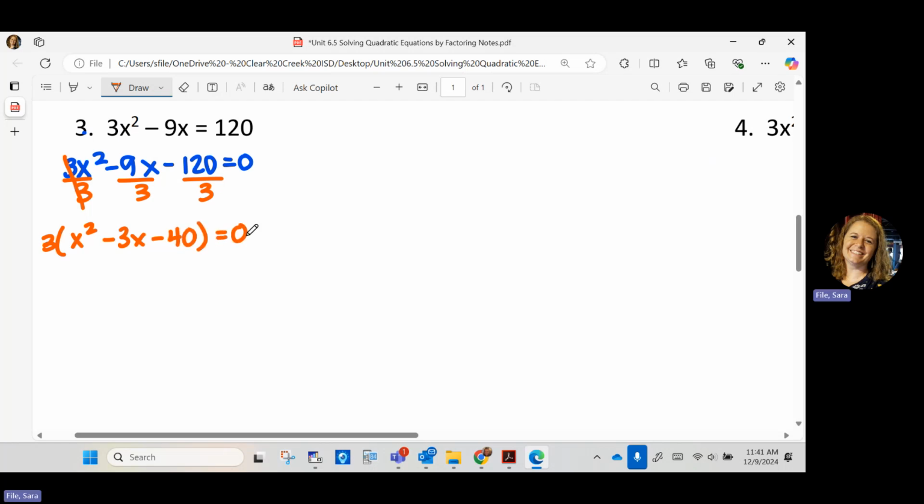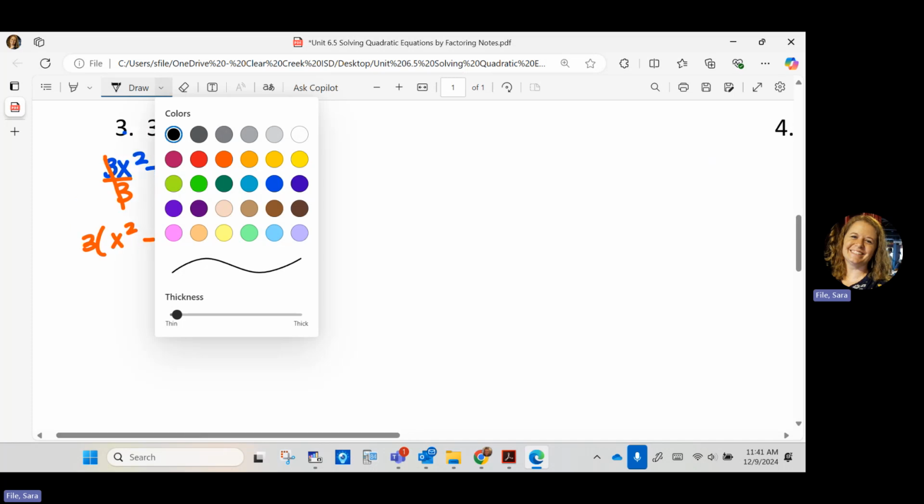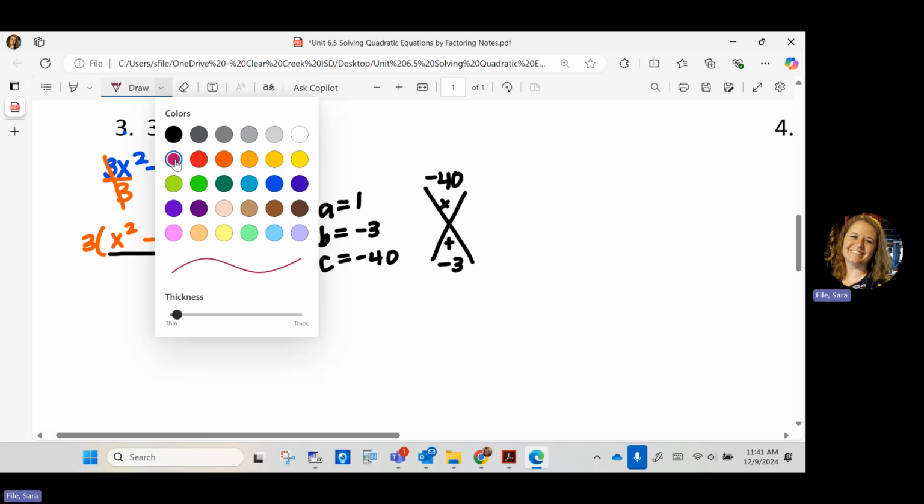Okay, so I'm going to do the same thing I did on the last one, and this new trinomial I'm left with right here, I'm going to identify A, B, and C and try to factor this. Now this time my A is an understood 1, which makes factoring easier. So it's just C and B I'm worried about. What multiplies to negative 40 but adds to negative 3? So you can again list your factors.